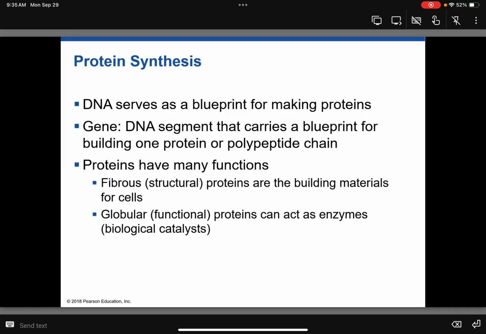And proteins have a lot of different functions. You have fibrous or structural proteins that are the building materials for cells. Or you have globular proteins, which are the functional ones that can act as enzymes or biological catalysts for all of the different chemical reactions that must take place in your bodies in order for you to function properly.